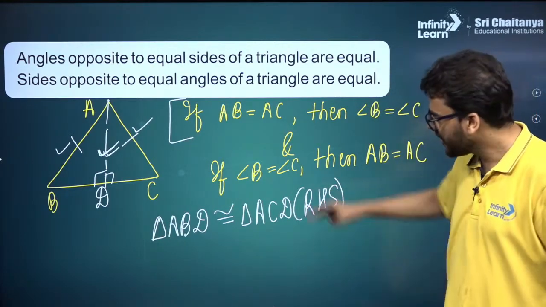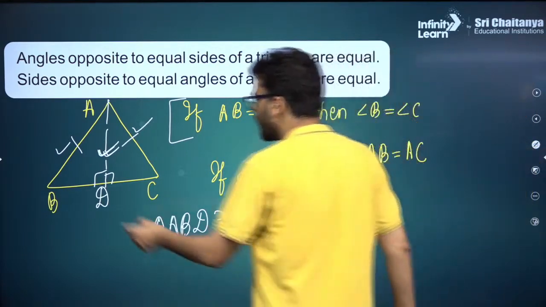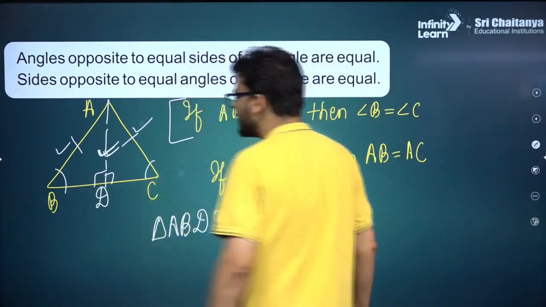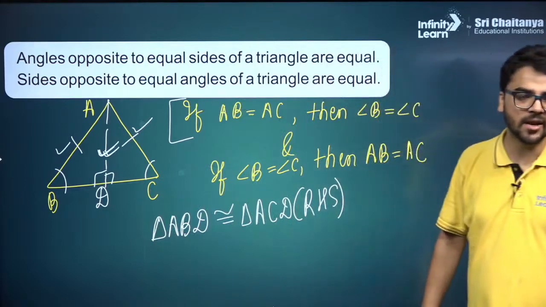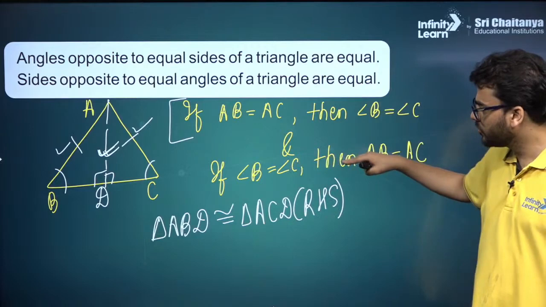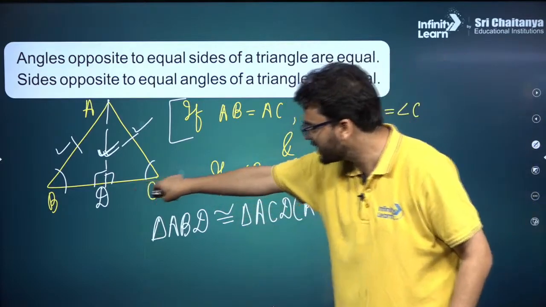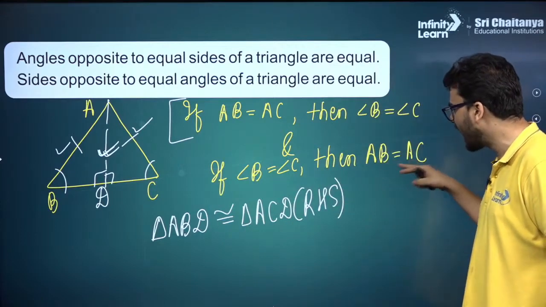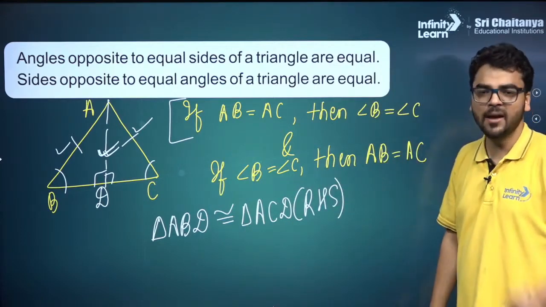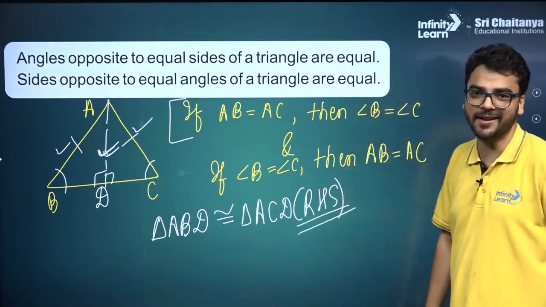Is it clear? If they are congruent by RHS congruency criterion, we can say that angle B is equal to angle C because of CPCT, corresponding parts of congruent triangles. In the same manner, we can prove the second part as well. If angle B is equal to angle C is given, then we have to prove that AB is equal to AC. But in that case, you don't have to use the RHS congruency criterion.